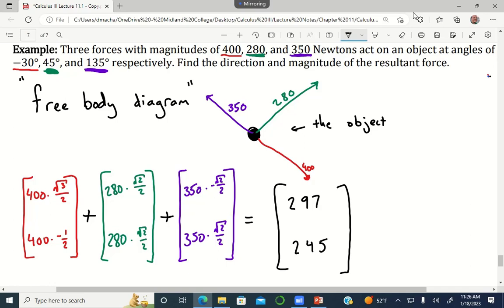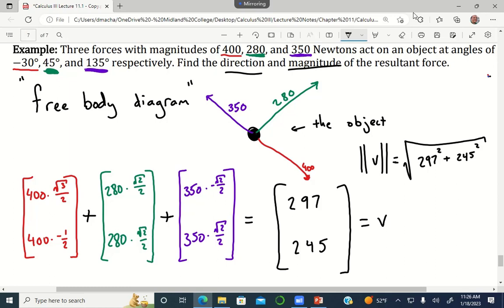Yeah. Okay, now this is my resulting vector. But my question is asking for the direction and the magnitude of the resulting force. So this is a perfectly good force vector, but I actually need to know the magnitude. Well, the magnitude's pretty easy, right? I'm just going to give this vector a name. I'm going to call this my vector v. So the magnitude is just going to be the norm of v, which would be the square root of 297 squared plus 245 squared. So what is that magnitude I'm looking for?